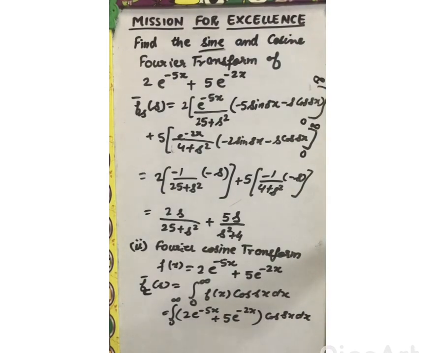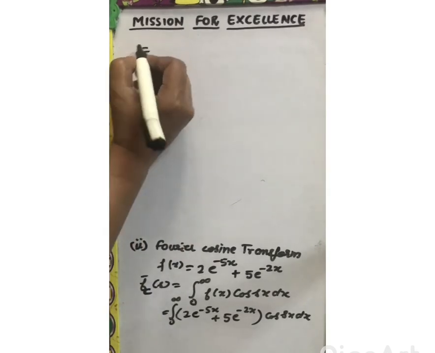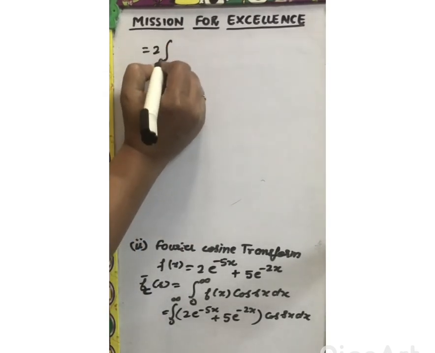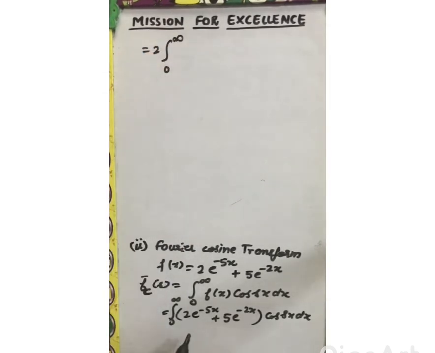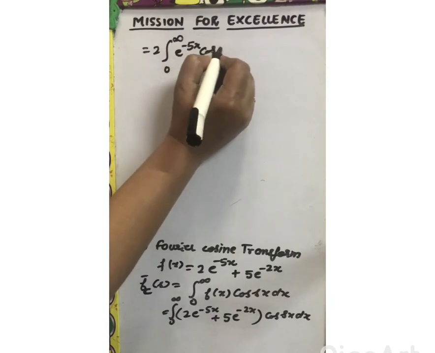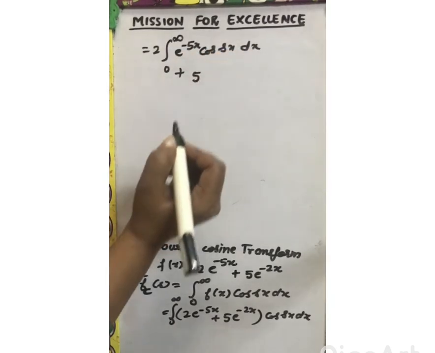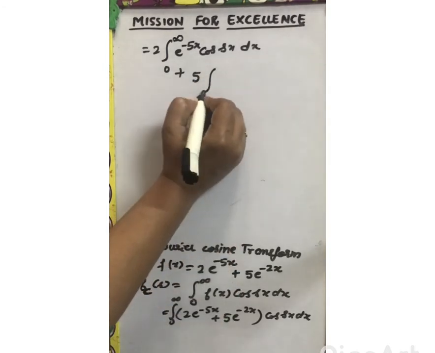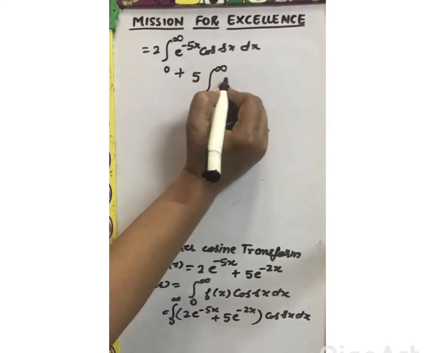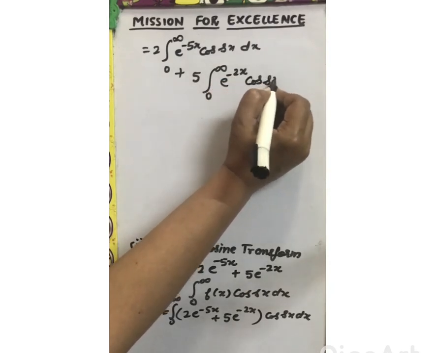So now we will use the formula. First we will separate the integrals. So we will write here 2 times the integral from 0 to infinity of e^(-5x) cos(sx) dx plus 5 times the integral from 0 to infinity of e^(-2x) cos(sx) dx.